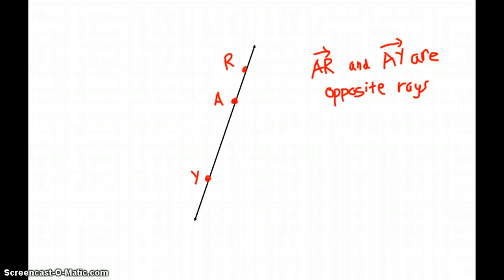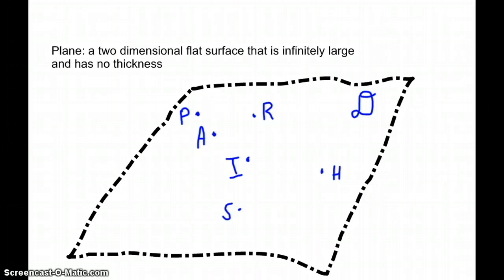Now let's move on to the concept of a plane. A plane is a two-dimensional flat surface that is infinitely large, extending forever in two directions. A plane has no thickness in the same way that a line has no width. We name a plane using three non-collinear points that are on the plane or using a cursive capital letter if one is present labeling the plane. This plane could be called plane D or plane PAR or plane ISH. On your notes, write at least two more names for this plane.